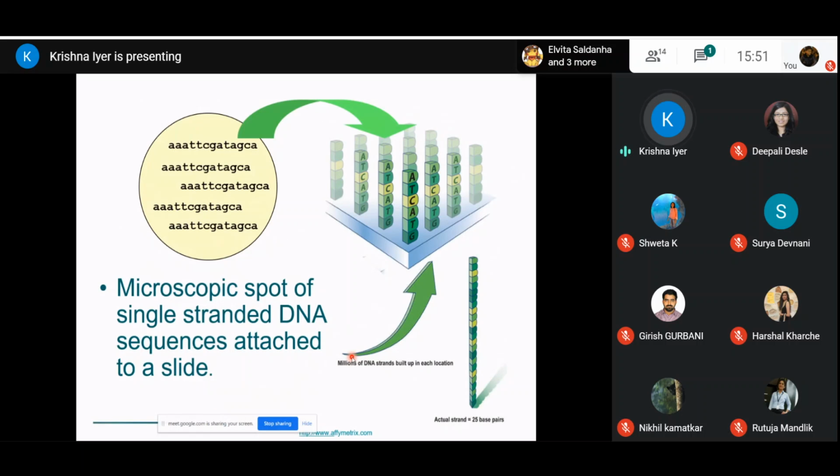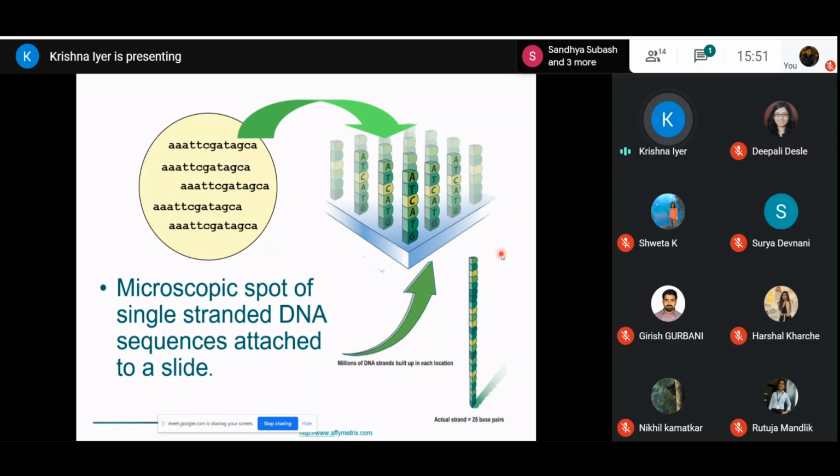And if I were to take you further, go near the spot, you will find that in a certain region, all the DNA will be of the same sequence, and it is somehow attached to the glass plate or the nylon membrane. Most of the time we try to attach it covalently so that it doesn't run away. And in each location, you'll find there are millions of DNA strands. And like that there are thousands of locations.